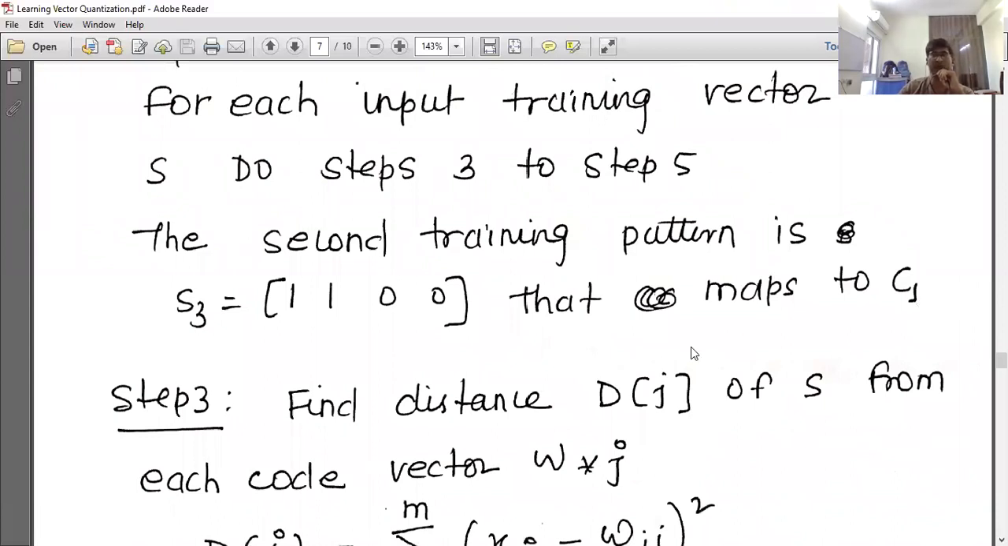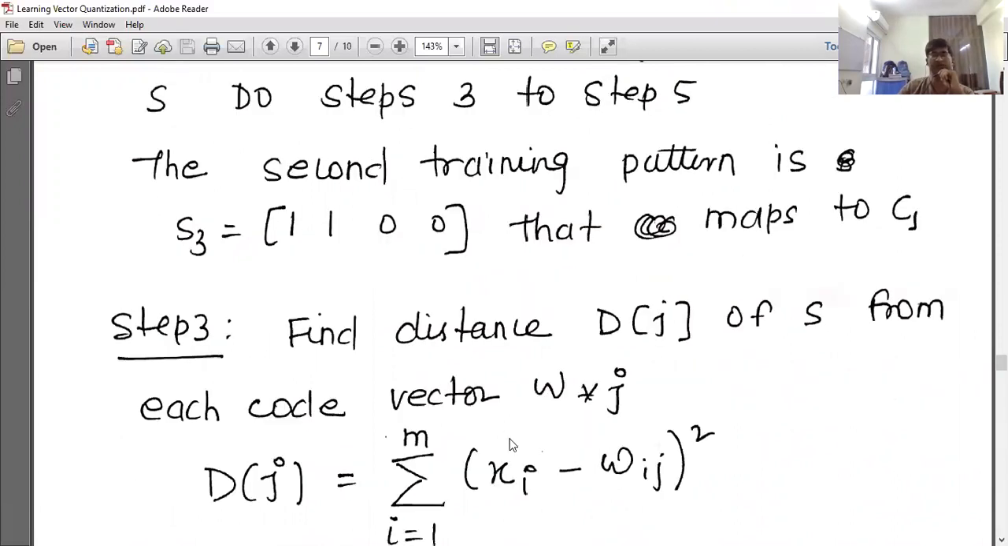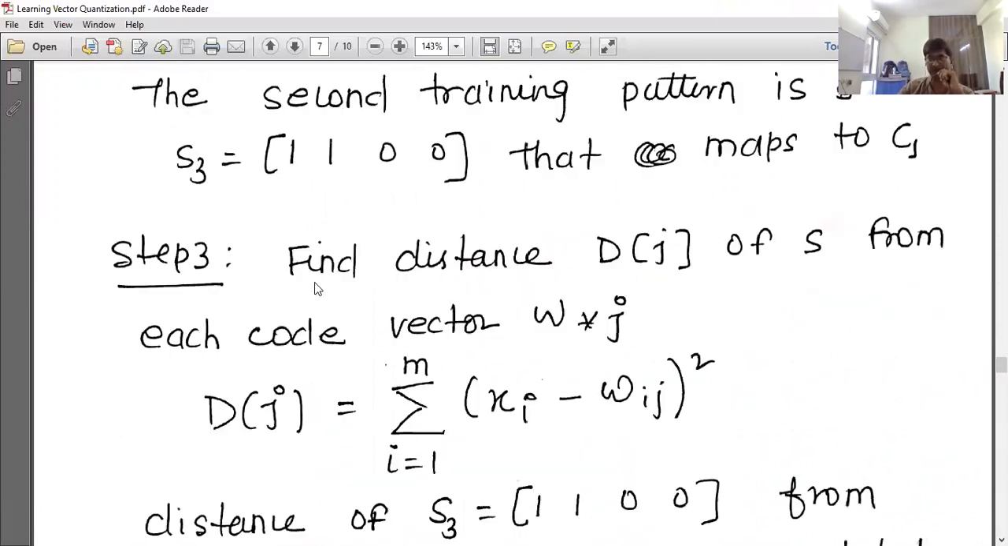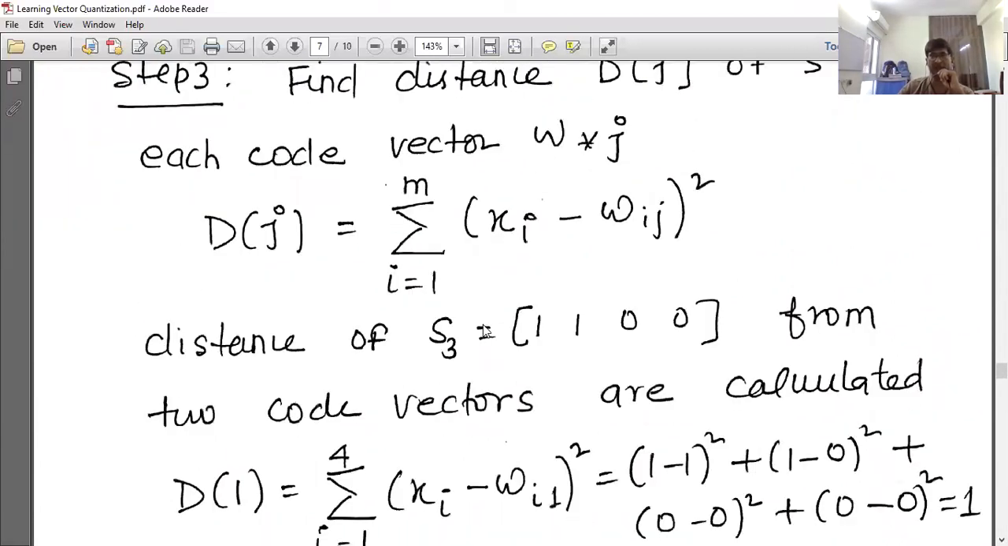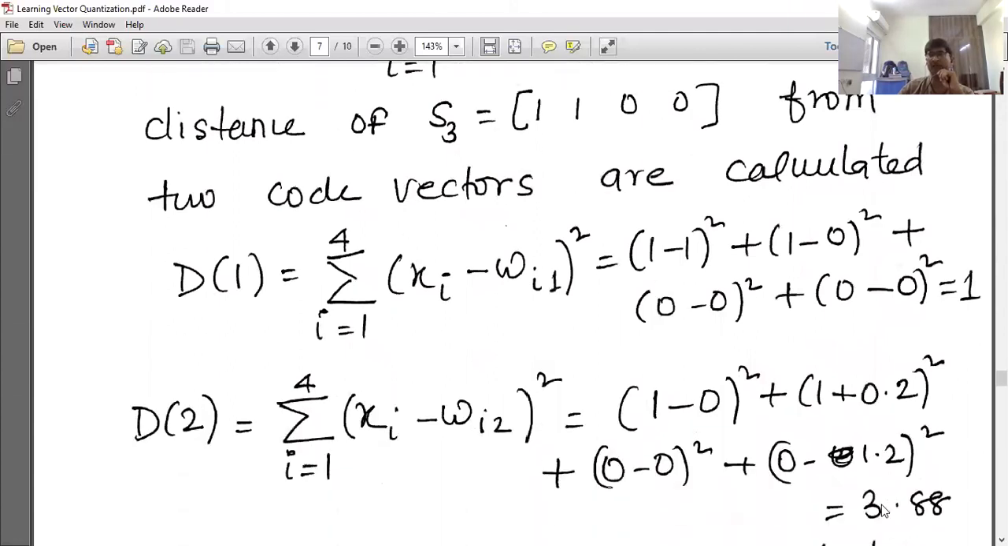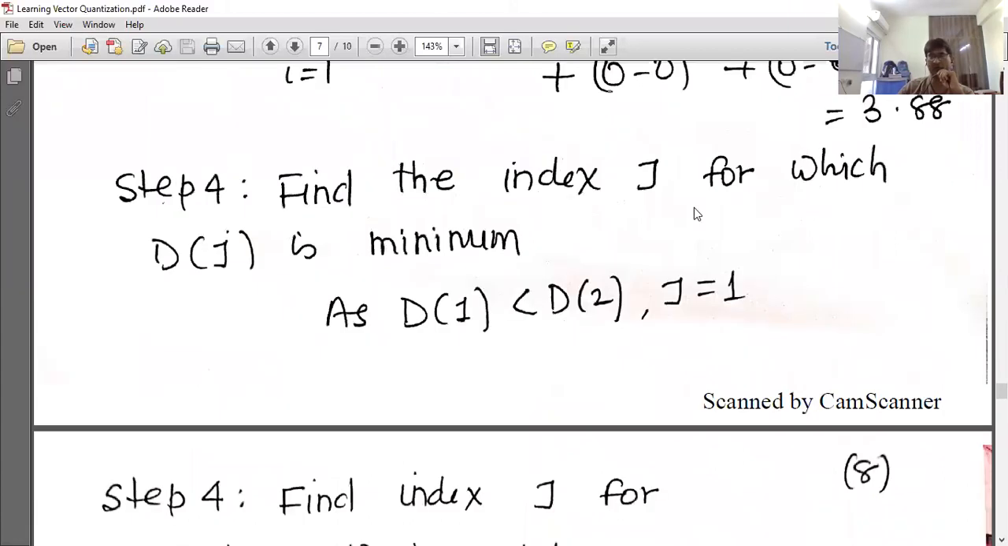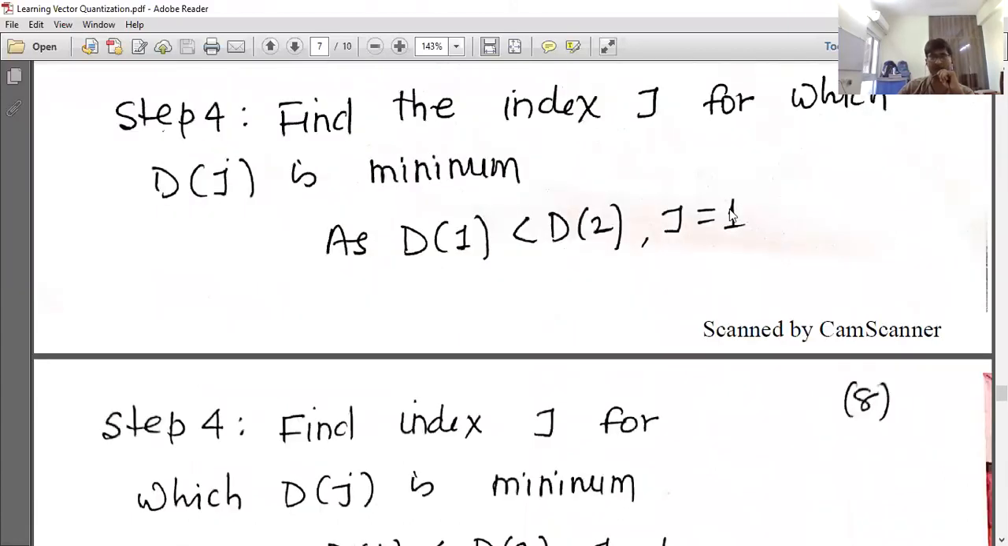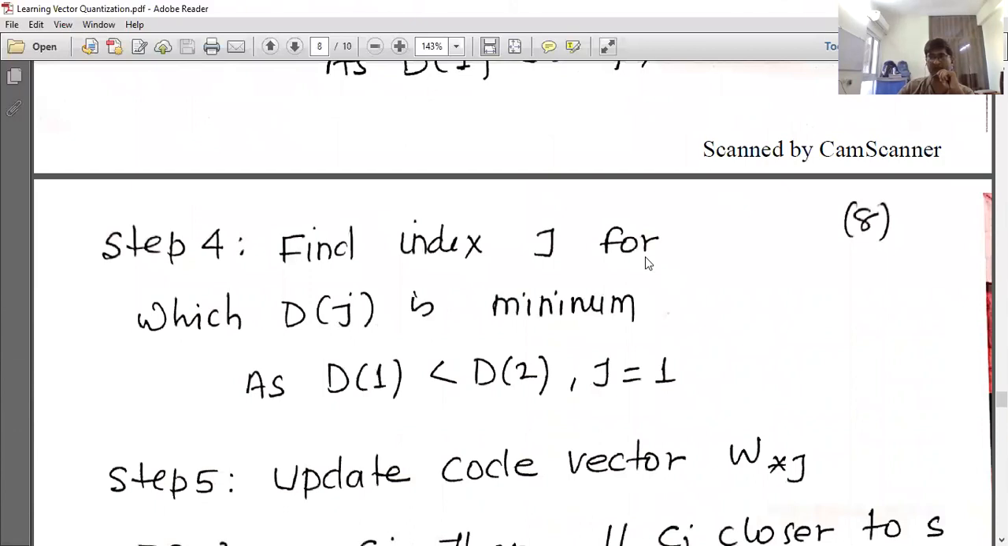So since this is a supervised version, again following the same set of steps, step 3, find the distance, Dj, the equivalent distance. So what we obtained is, with respect to S3, D1 comes out to be 1 and D2 comes out to be 3.88, right? I hope this is the same as what we did earlier. Now, based on this, definitely the winner would be D1 because it is resulting in a lesser value. 1 is lesser as compared to 3.88. So J over here would be declared as 1. Now step 4 covers J equal to 1, right?